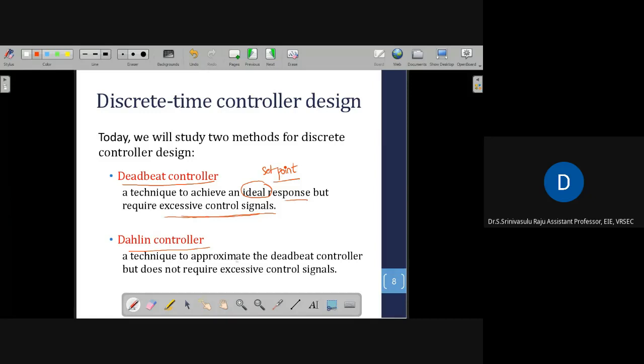Coming to the Dahlin's controller, it is a technique to approximate the deadbeat control but does not require excessive control signals. So the drawback of excessive control signals should be eliminated with the help of Dahlin's control.